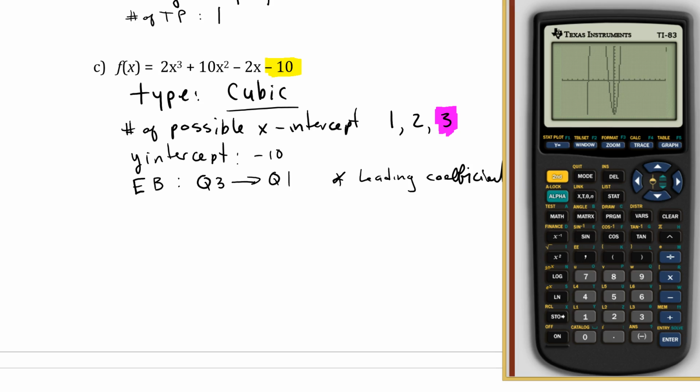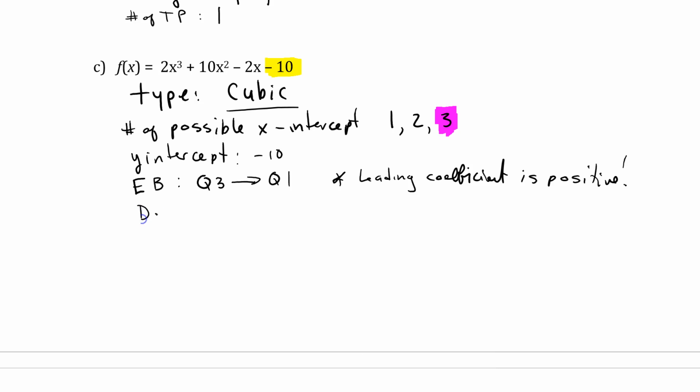Good. The domain for cubics is always going to be x such that x is an element of the reals, because x can be anything. The range is also the same, only with our y. Y such that y is an element of the reals.